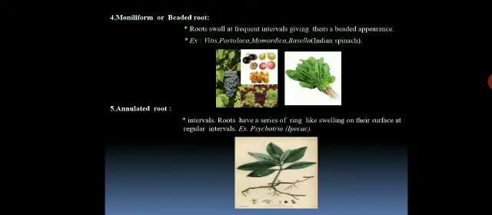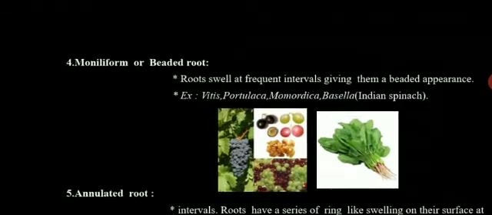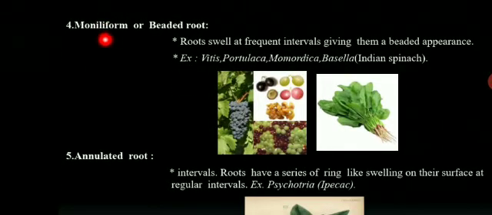Next one is moniliform or beaded root. The moniliform is otherwise called beaded root. Why do we say beaded? The roots produce a bead-like structure. In Tamil we say pasi. There is a bead-like structure that is produced.